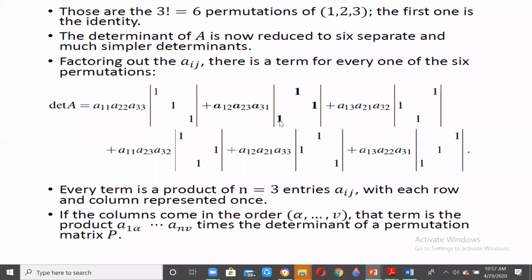How do I shift it here? I can take, somehow, the third row and the first row and exchange them. First row and third row can be exchanged. Then this one will go here. This one will come here.